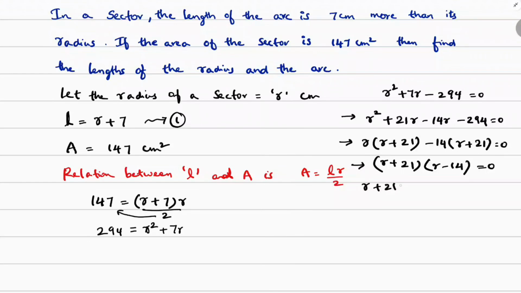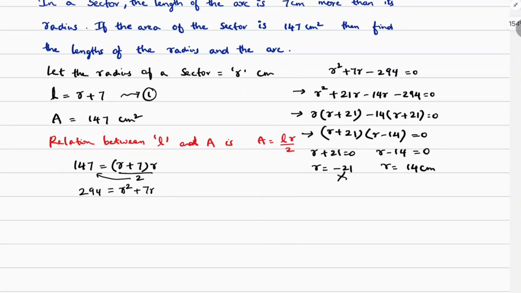So R plus 21 equals 0, R minus 14 equals 0, R equals minus 21, which is not possible. So R equals 14 centimeters. So length of radius is 14 centimeters.